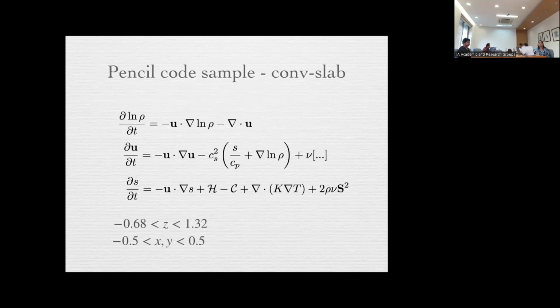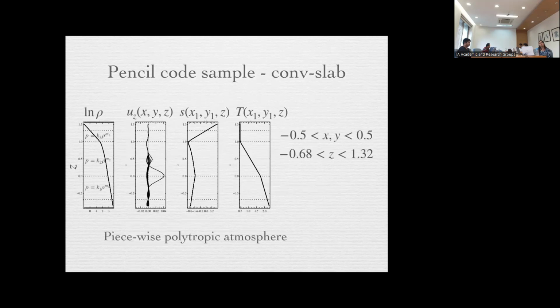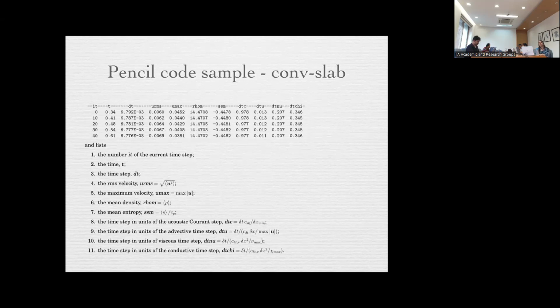So this is a typical Pencil Code sample. Basically these are the equations in a particular domain. This is the convective slab sample, which I have just taken from the manual. If you run that code and plot, these will be the density, vertical velocity, entropy, and temperature that you see. It starts with what is known as a piecewise polytropic atmosphere. Maybe somebody will show it in a tutorial.